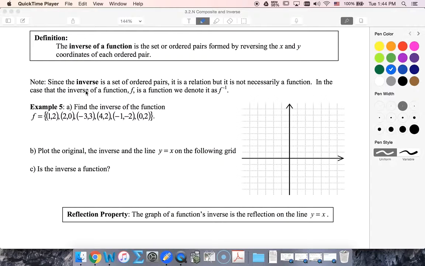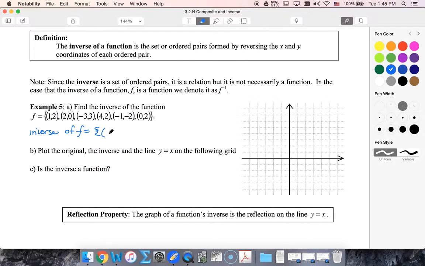All right, so now we're going to look at the inverse of a function, and we find the inverse of a function when I reverse the x and y coordinates of every ordered pair. So either I could start with a table of values or a list of points and just reverse the x's and y's. So my inverse, I'm going to call it f inverse only if my inverse is actually a function. For right now, I'm just going to list it as inverse of f. So I'm going to take all my points and reverse them.